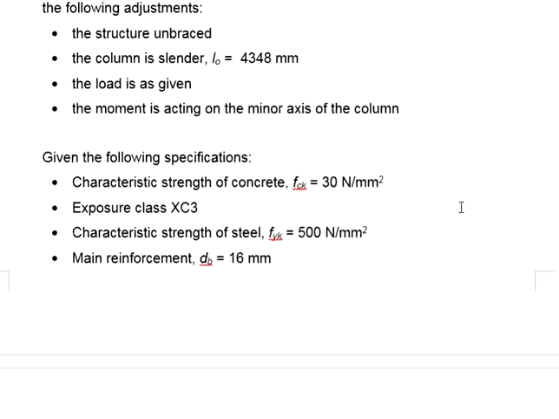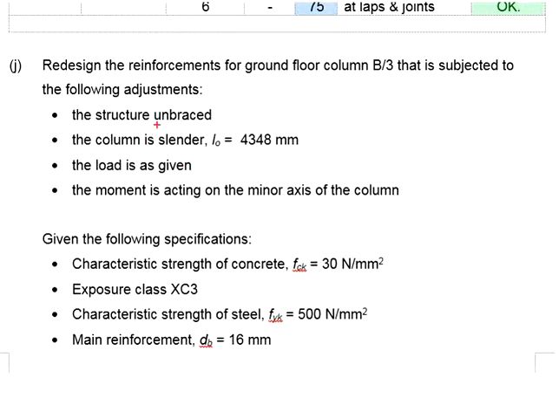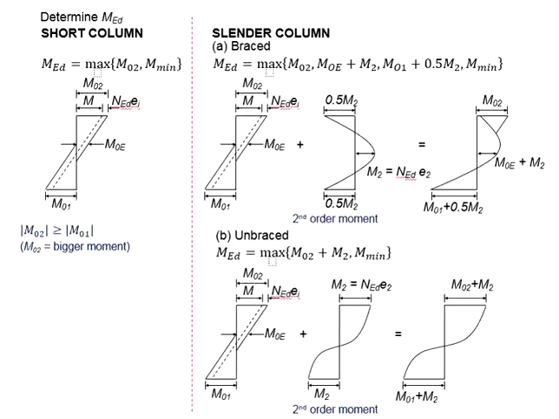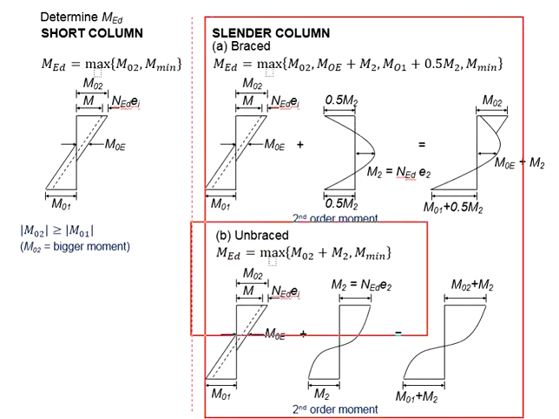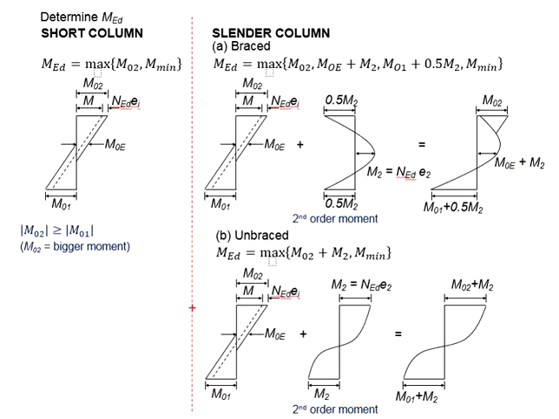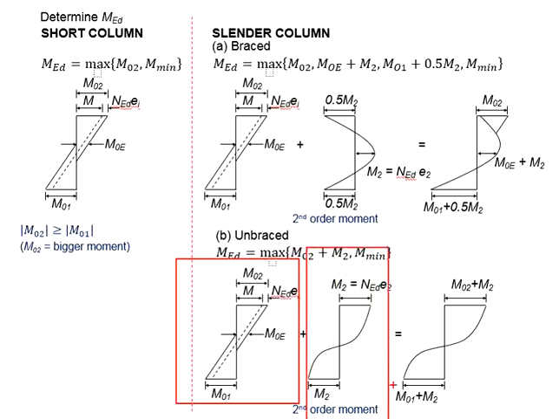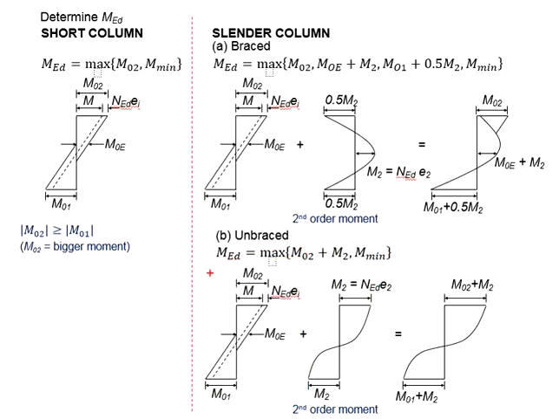The structure is an unbraced structure, and you know that it is a slender column. Slender column, unbraced structure. You should sketch this, where your M_Ed will be based on these equations. There are the first order moment and the second order moment. Superimpose both, you get the final moment. This design moment here needs to be at least greater than the M_min.